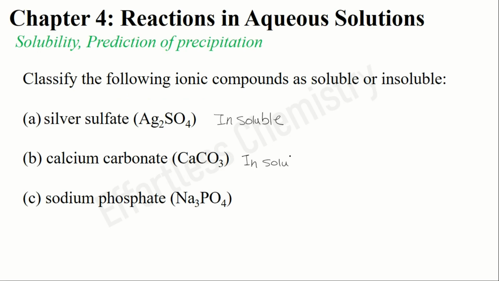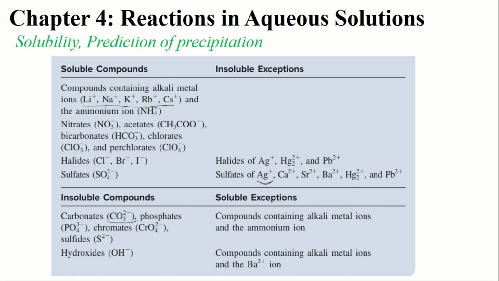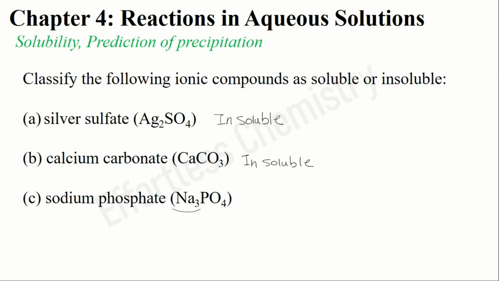The third compound, sodium phosphate: we can guess because sodium is in the category of alkali metals, and all the compounds containing alkali metals, such as sodium, are soluble. So when a compound starts with sodium, mostly, 90%, they are soluble. So I will write here a soluble compound.